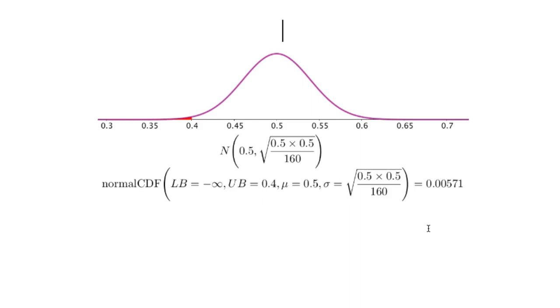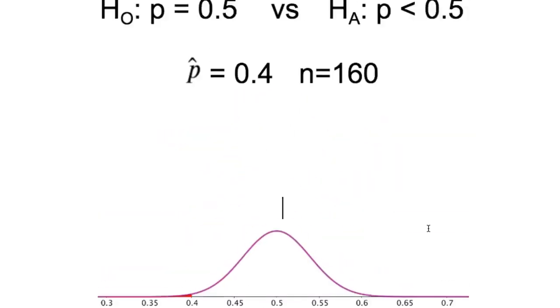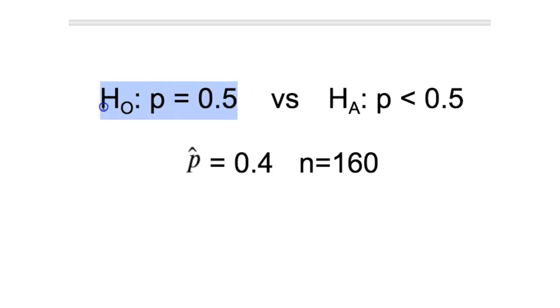So I would reject my null hypothesis. I would reject this in favor of this. So I would conclude that the true population proportion is in fact less than 0.5. Now, maybe it's not. Maybe I made a mistake. Maybe I made an error. That is certainly possible. We'll talk more about that if we ever get back to school.